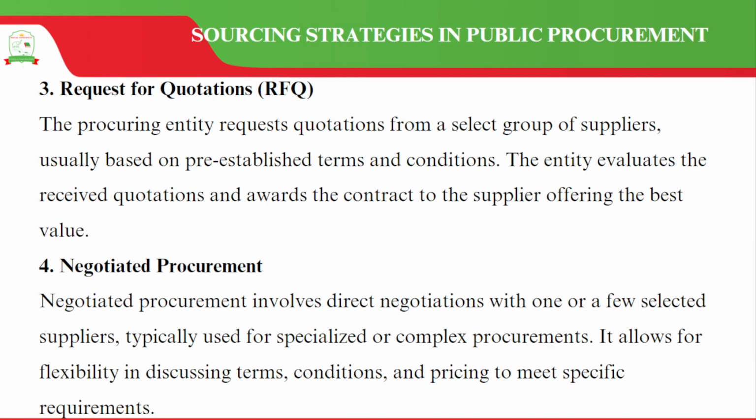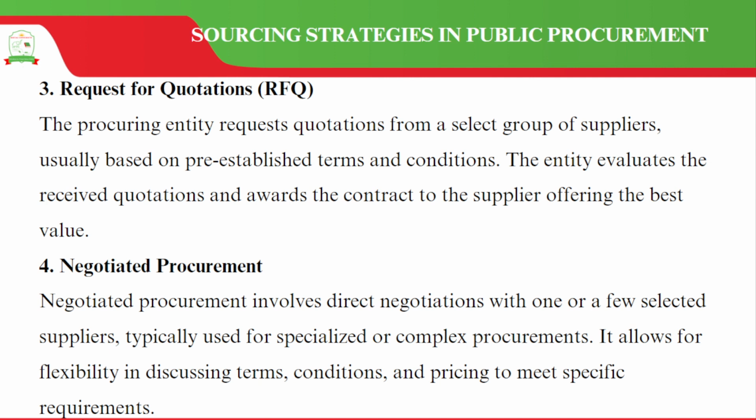Sourcing strategies in public procurement. We are going to have request for quotations. So the procuring entity is going to request quotations from a select group of suppliers, and this is usually based on pre-established terms and conditions. What happens is that the entity is going to evaluate the quotations, and they are going now to award the contract to the suppliers offering the best value.